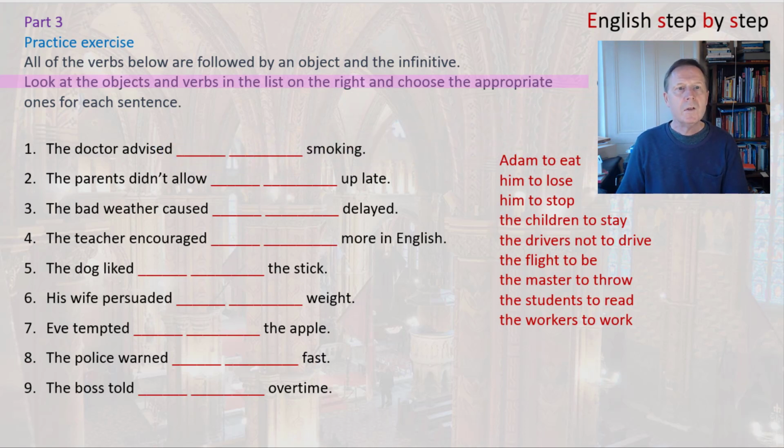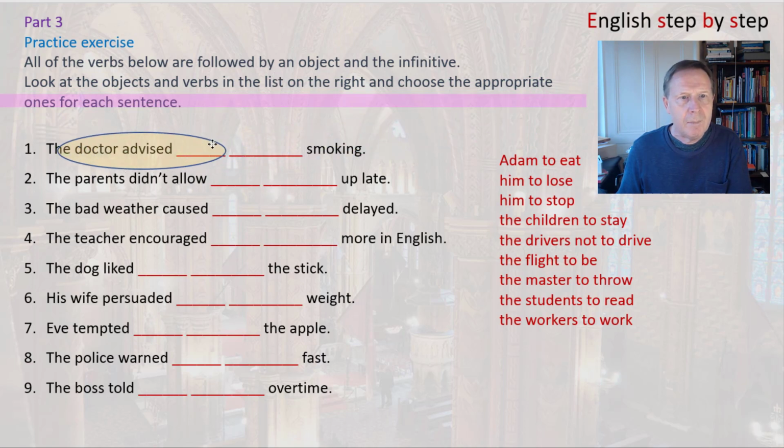And when you've finished, you can move on to the next video in which I'll talk through the answers. Now, in all of these examples, the verbs are in the past tense. Advised, didn't allow, caused, encouraged, etc. So be aware of that.